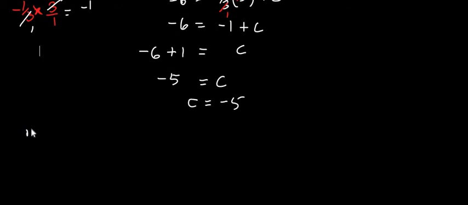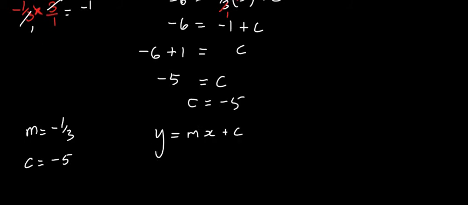Recall that our gradient is -1/3, and our c value, or the y-intercept, is -5. And so we can replace these in the slope-intercept form of y = mx + c. So replacing the gradient with -1/3, we have y = -1/3 x, and replacing c with the -5, we have -5.